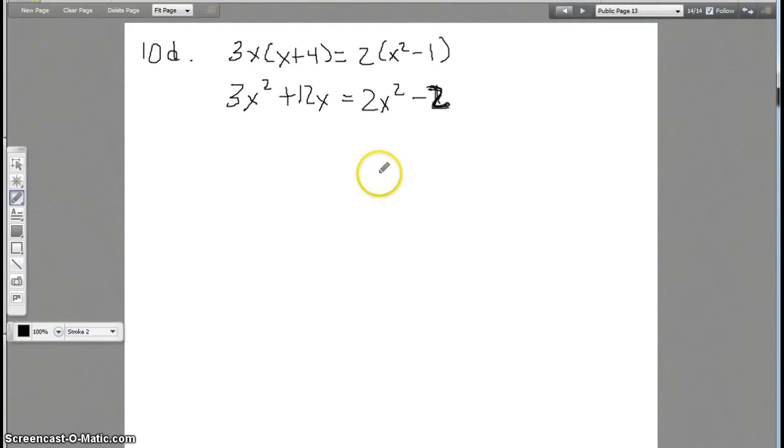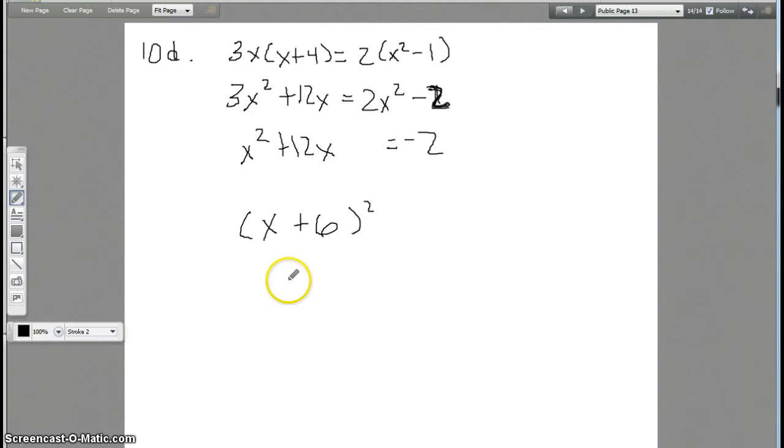Okay, now we need to get all of our x terms on the left side. So I'm going to subtract 2x squared from both sides, and that will give me x squared plus 12x on the left side. And then that's going to equal negative 2. So I'm going to complete the square on the left side. The square root of x squared is just x. 12x divided by 2 is 6x. And then when we divide it by x, we get 6. So this should be x plus 6 inside the parentheses.